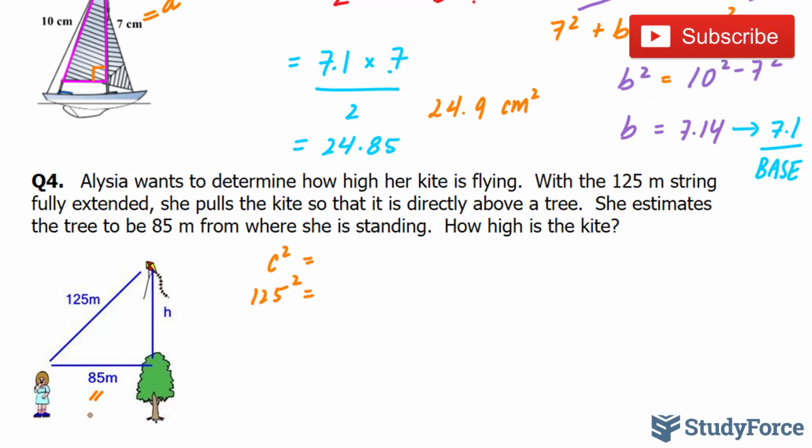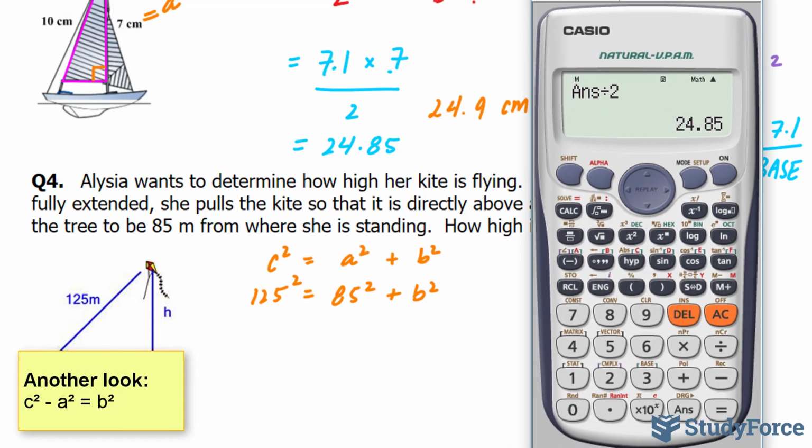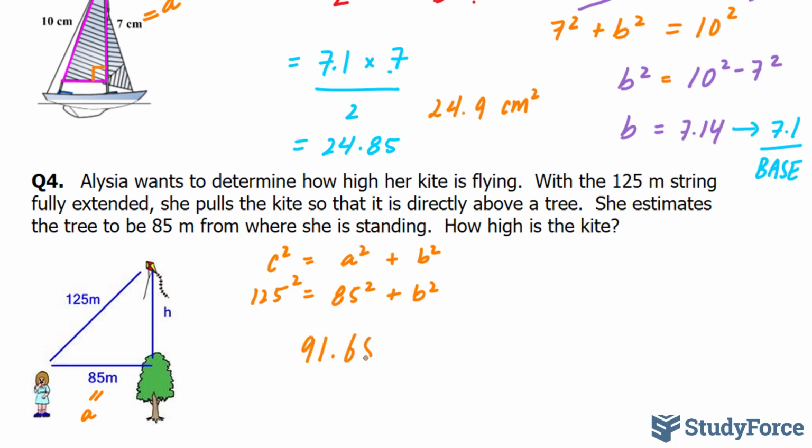Our a value can be represented as 85. 85 squared, that's our a value, plus our b, which is what we're looking for. To find the answer to this, we'll take 125 squared, subtract 85 squared from it, so let's do that in real time, minus 85 squared, and we square root now, where we end up with 91.65. 91.65 is equal to b, and b represents the height.